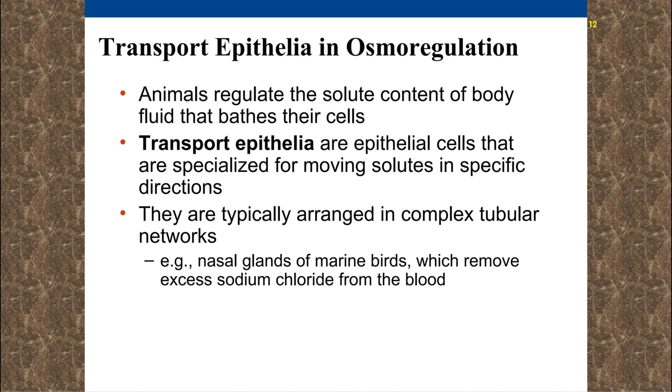So, transport epithelia in osmoregulation are epithelial cells that are specialized for moving solutes in specific directions. They are typically arranged in complex tubular networks. For example, the nasal glands, especially in marine birds, remove excess sodium chloride from the blood. So they always secrete a discharge from the nares, which contains a lot of salt.